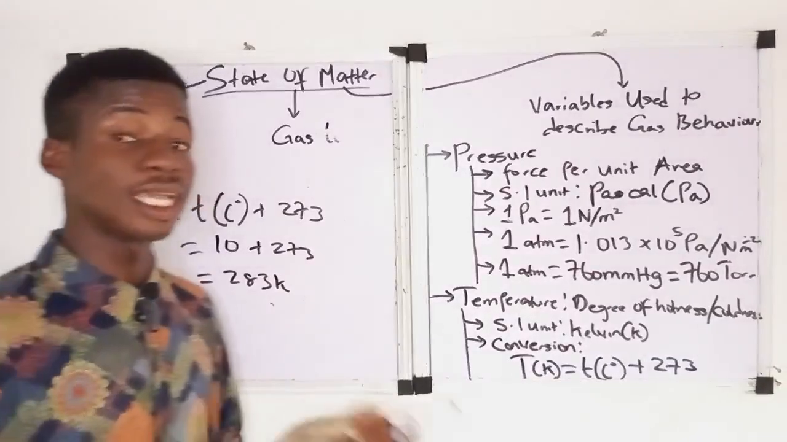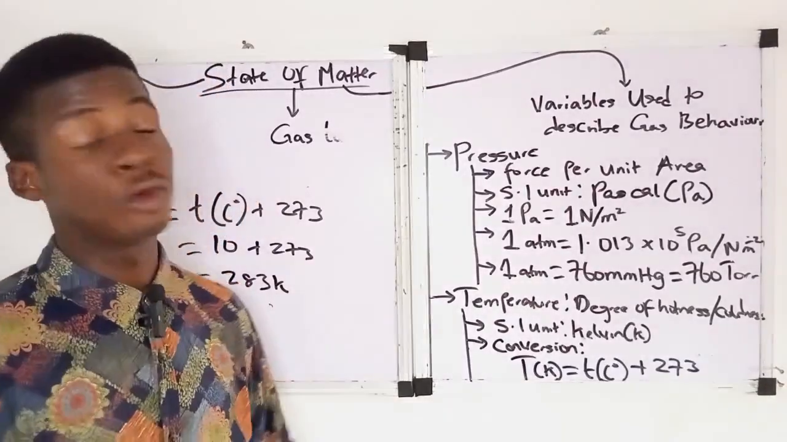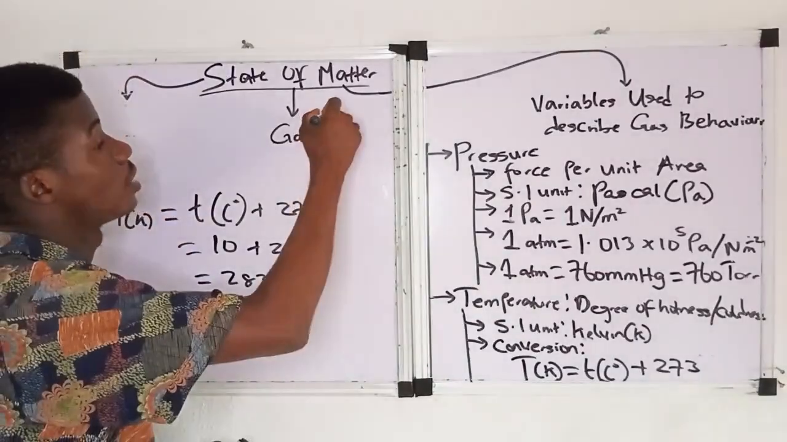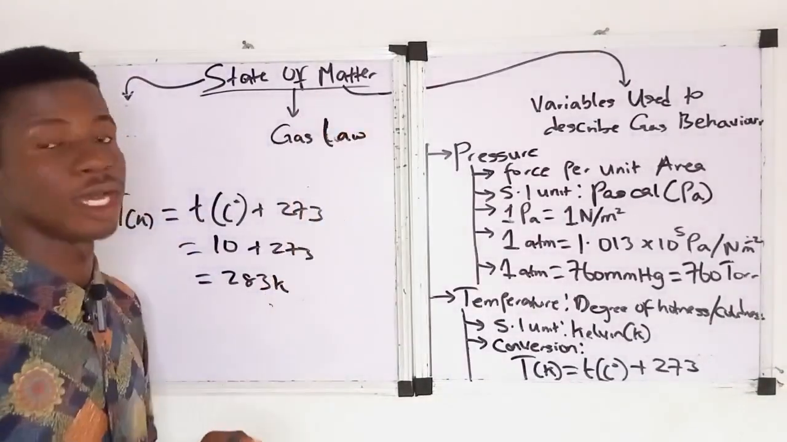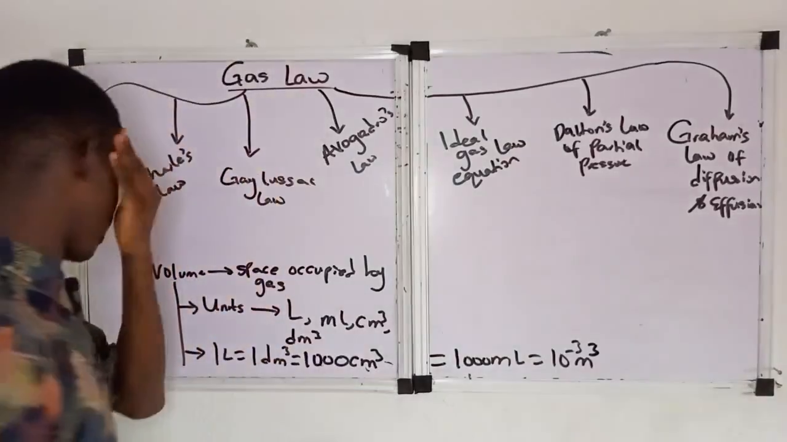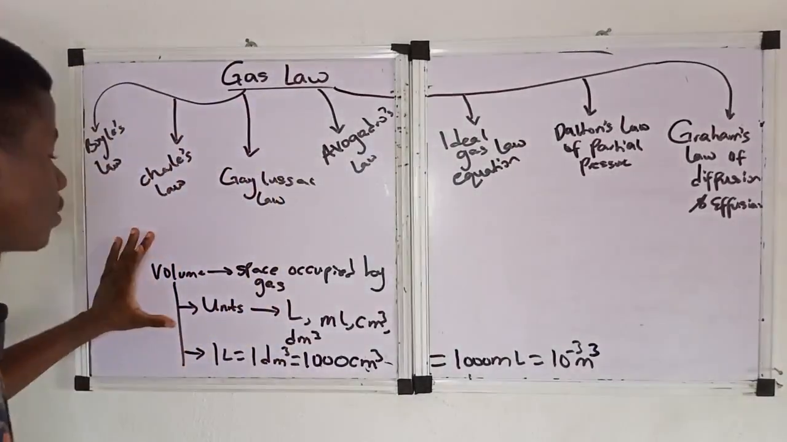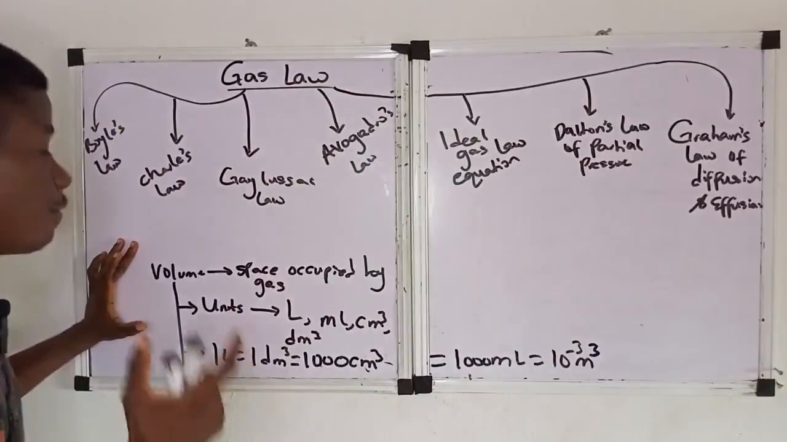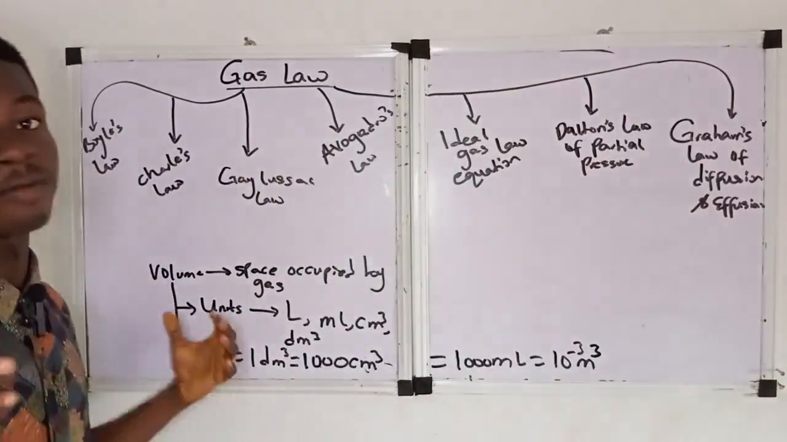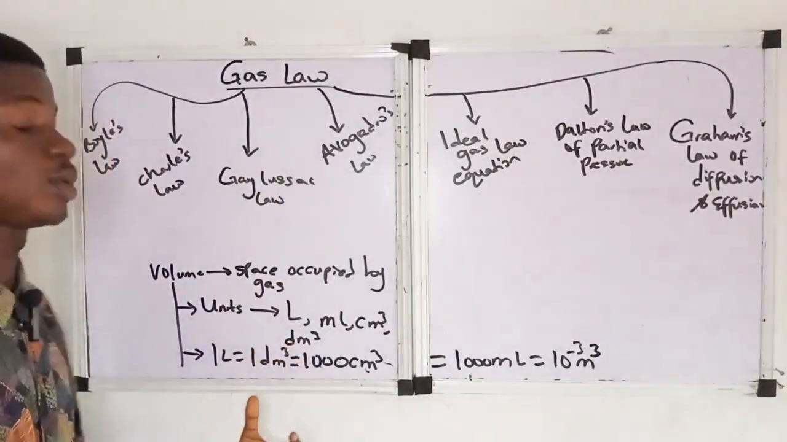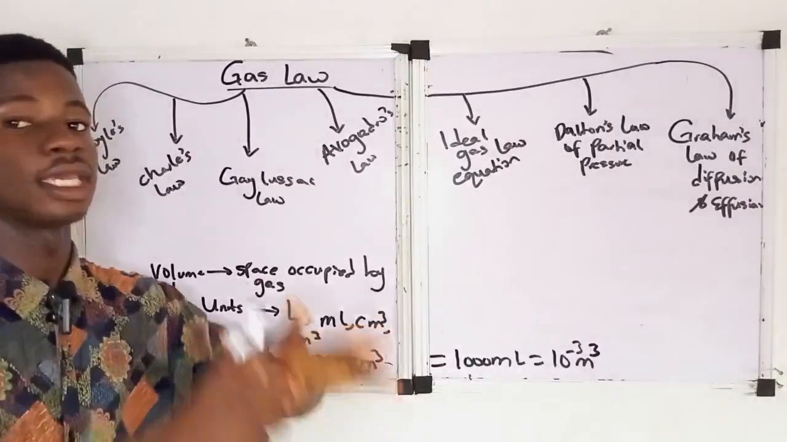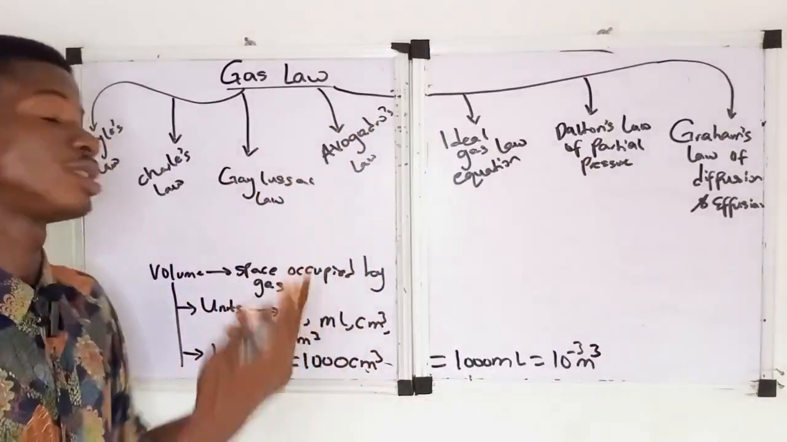Now let's move to the next variable, before we move to the gas laws. Let's continue with the third variable, which is volume. What is volume? Volume is the space occupied by gases. That space occupied by gas is known as volume.